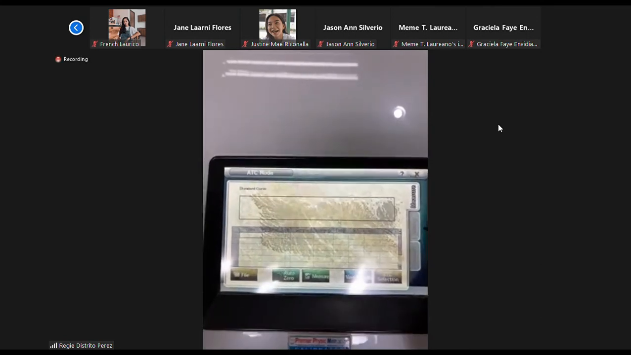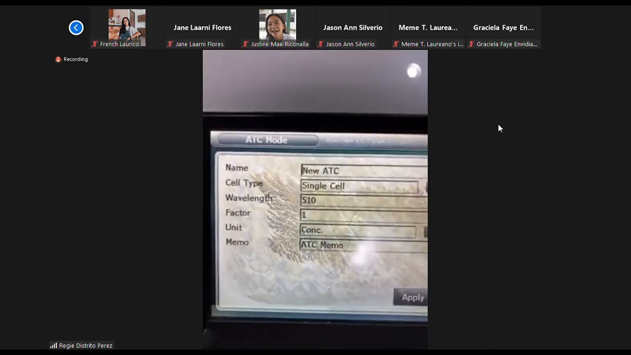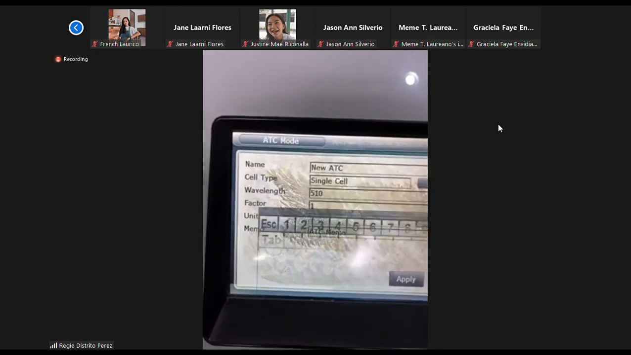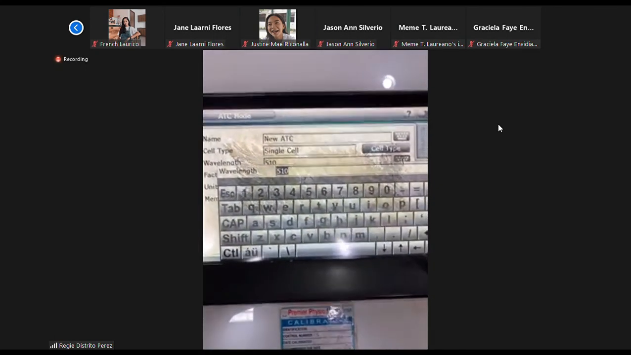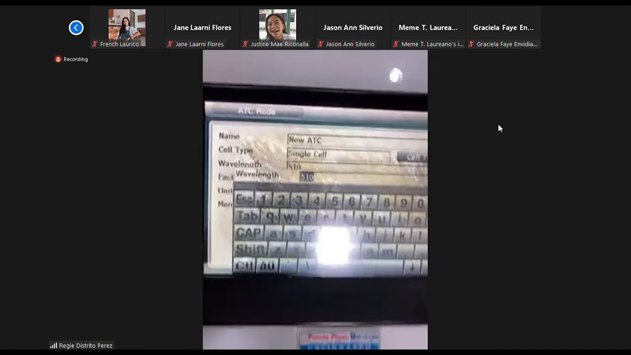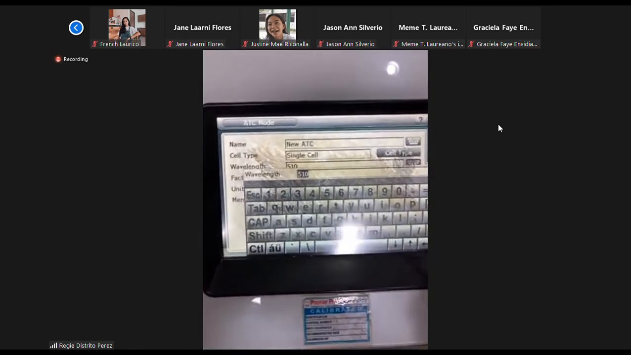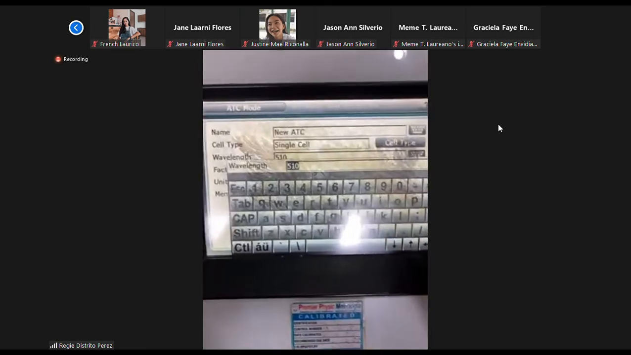Set up the wavelength. Set up the measuring conditions. After setting up each item, touch the apply button. Wavelength depends on the sample you want to read. For example, for phosphates, the wavelength is 690 nanometers. Just like that. And this is the compartment.